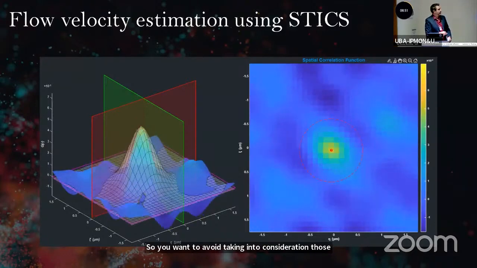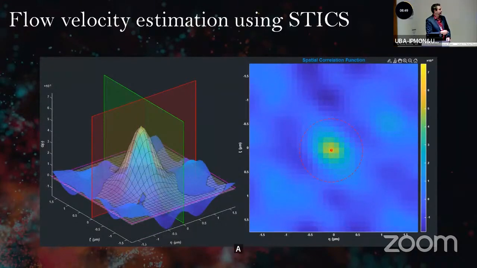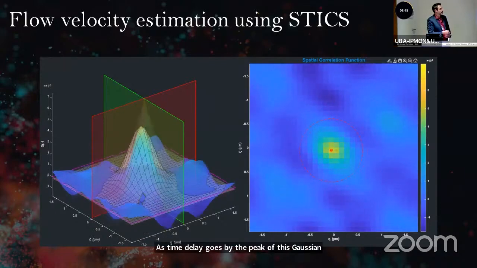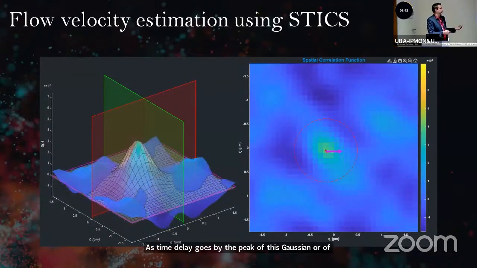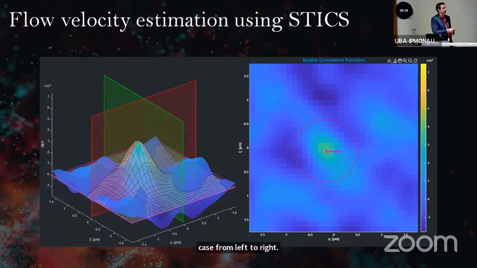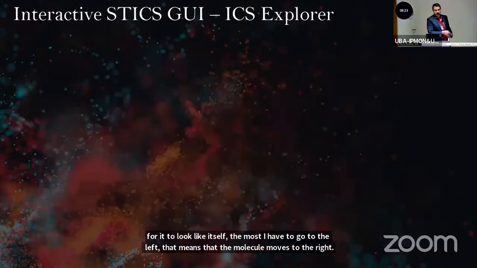And as time delay goes by, the peak of this Gaussian, or of this correlation function, will displace itself, in this case, from left to right. And so we know that to match the images the most at the maximum delay, we need to move them with respect to each other to the left. So for it to look like itself the most, I have to go to the left. That means that the molecule moves to the right. So by doing this, we extract directly this flow estimation.